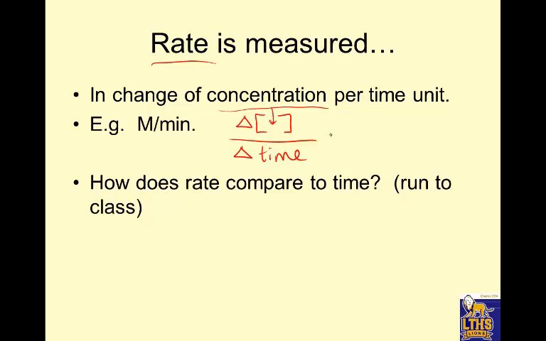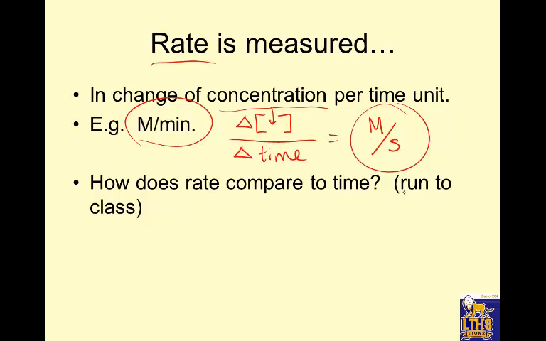What can we measure concentration in? Molarity. What can we measure time in? Seconds or minutes. These are some possible units for rate. But what we have to measure is the amount of reactants going away over time, or the amount of products forming over time. How does rate compare to time?